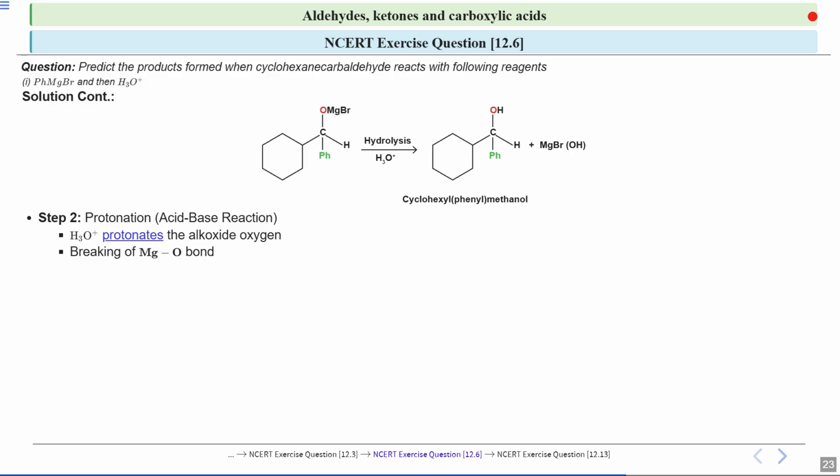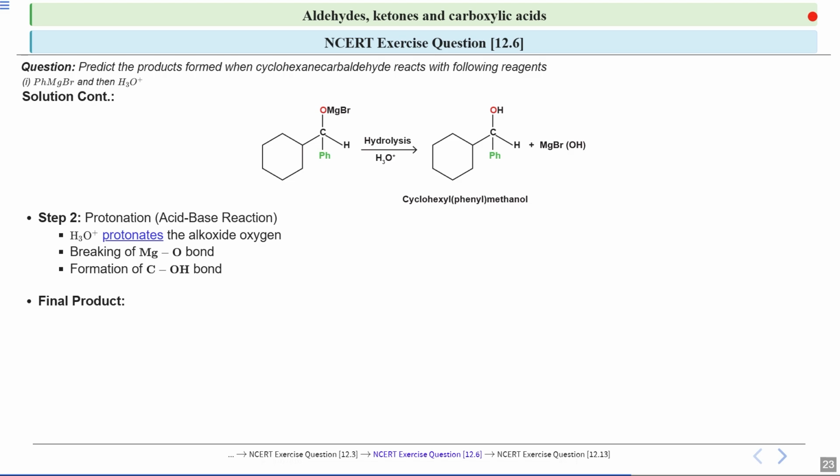Next, the magnesium-oxygen bond, the Mg-O bond, breaks. This is important because it separates the organic product from the magnesium-containing byproduct. So you will see that the magnesium and oxygen bond breaks. Now a new carbon-oxygen bond, a C-OH bond, is formed. So we have a hydroxyl group attached. This oxygen is now further bonded to hydrogen, which completes the transformation.